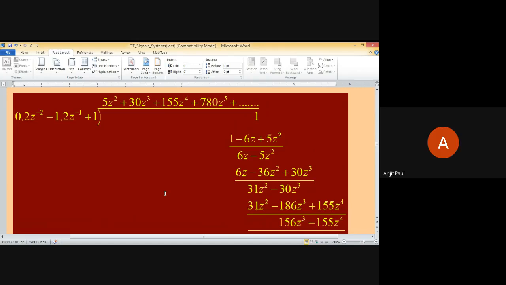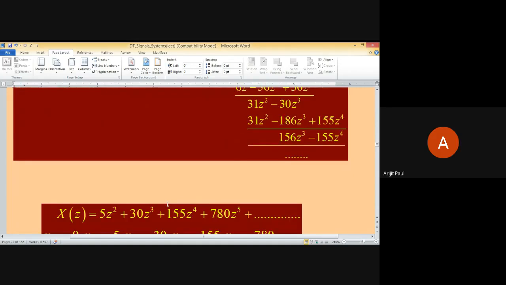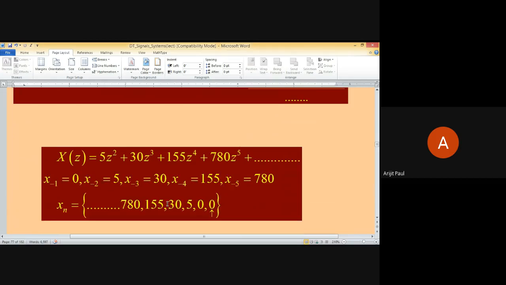Yes. So this is the expression for X(z). You can generate more terms. Therefore x[-1] is 0, x[-2] is 5, x[-3] is 30, x[-4] is 155, etc. That will be the nature of x[n]. On the left side, you can generate more and more terms.